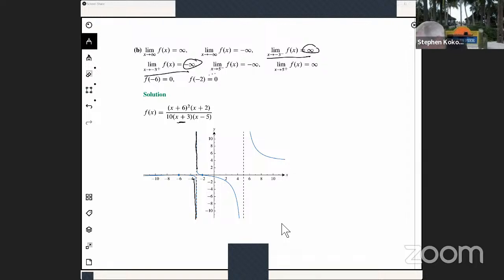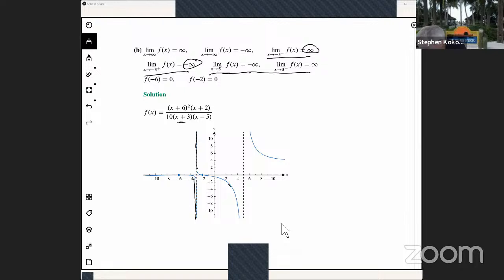How about this one? The limit as x goes to 5 from the left, the limit as x goes to 5 from the right. Minus infinity and plus infinity. Well, son of a gun, I have another vertical asymptote. I have a factor of x minus 1 to the first power because it's minus infinity on one side, plus infinity on the other.